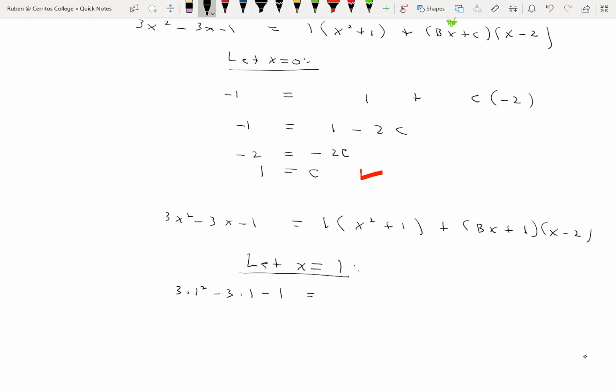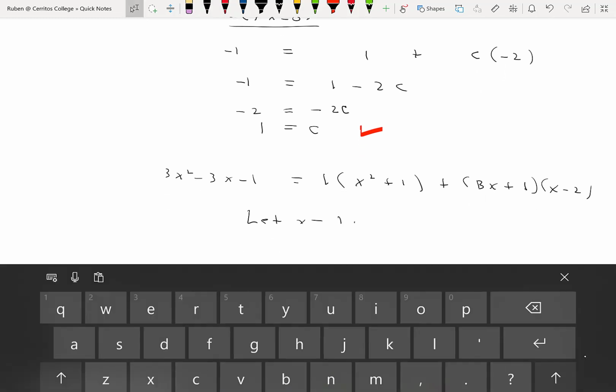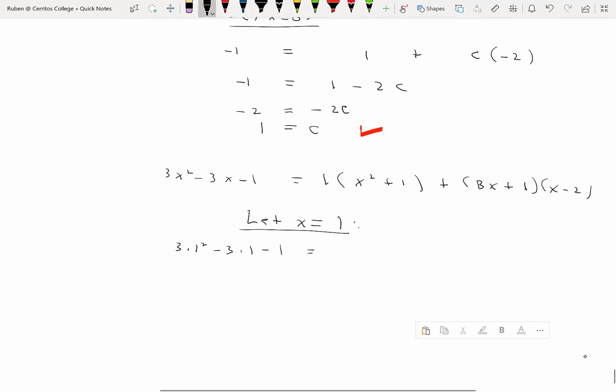On the right, I have 1 squared plus 1 is 2. Oops, 1 squared plus 1 is 2. Plus, I'm letting x equal 1, so b times 1 plus 1. Letting x equal 1, 1 take away 2 is negative 1.